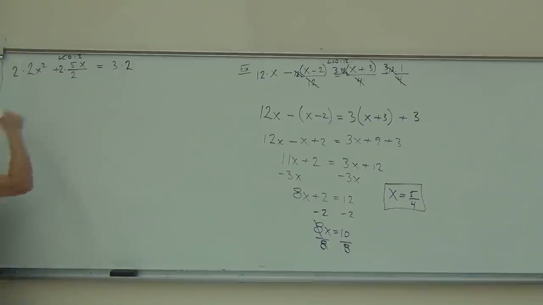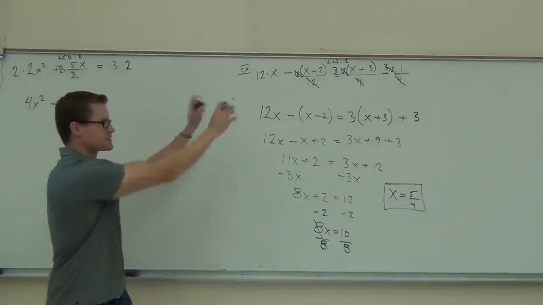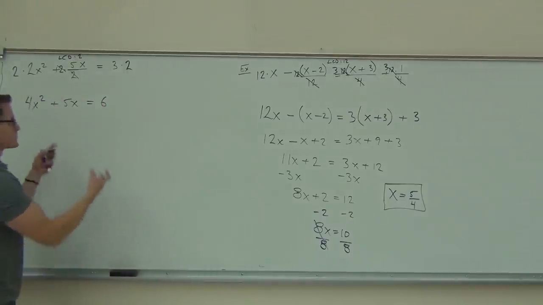What are we going to end with? 4x. Good. Those 2's are gone. We have 5x equals? This one's kind of nice. No distribution that we have to do. That's kind of nice. None of this nasty stuff that we did over here. Kind of set straightforward to us.